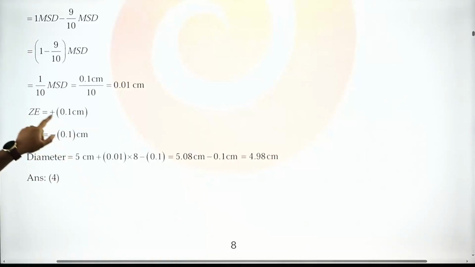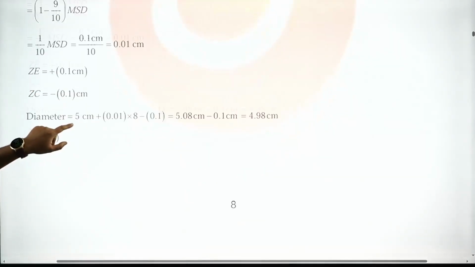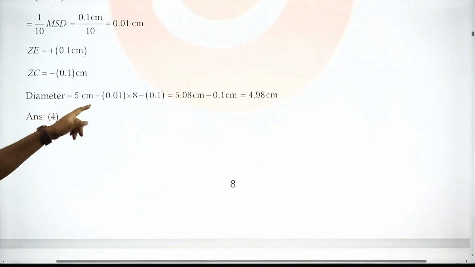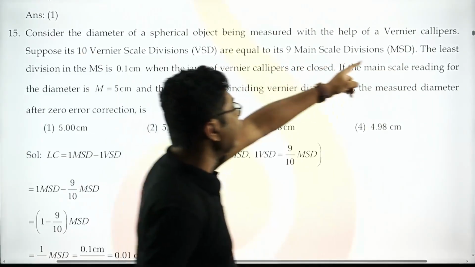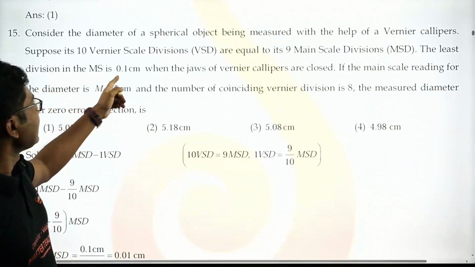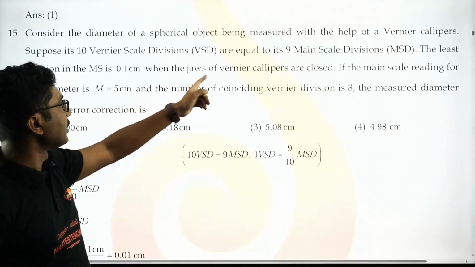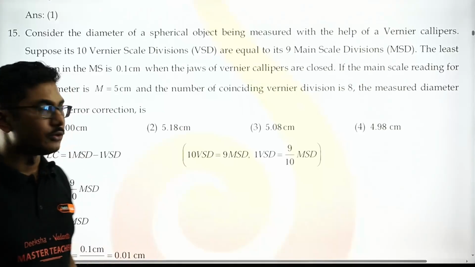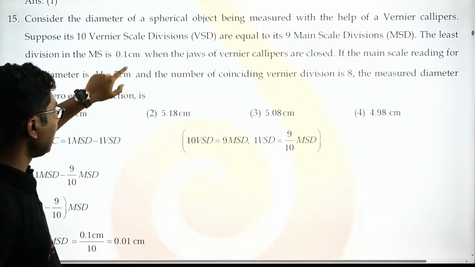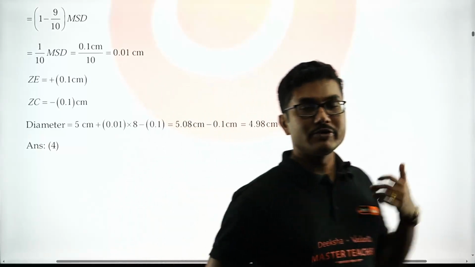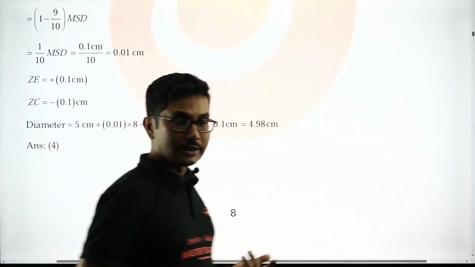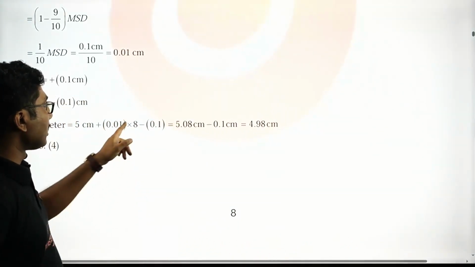Okay, zero error is given 0.1 centimeter. So diameter is measured as 0.5 centimeter. Now, if you see the question, the least division of the main scale is 0.1 centimeter when the jaws of the vernier calipers are closed. That means 0.1 centimeter is the zero error. Okay, and it is a positive zero error. So while doing the zero error correction, you have to subtract it.